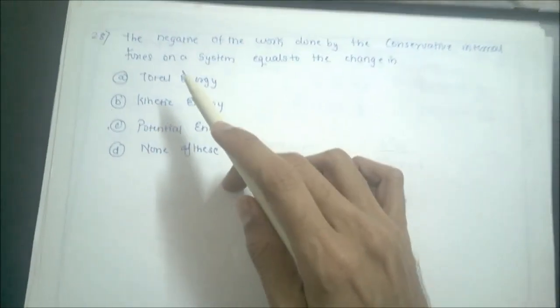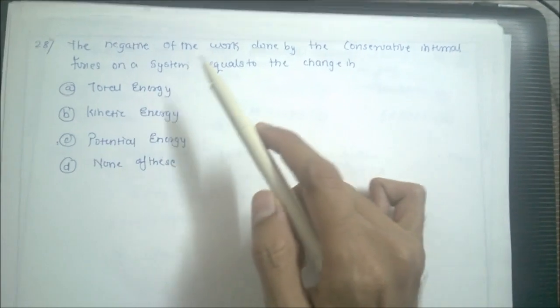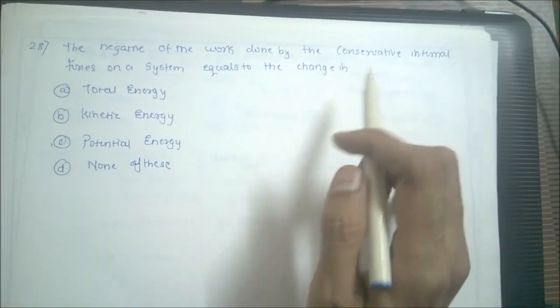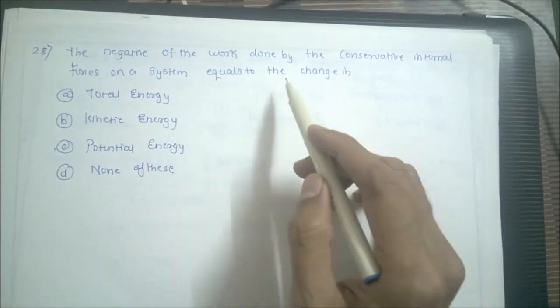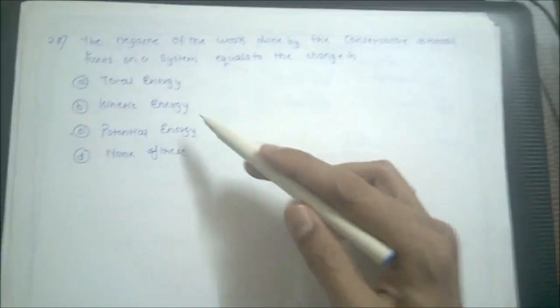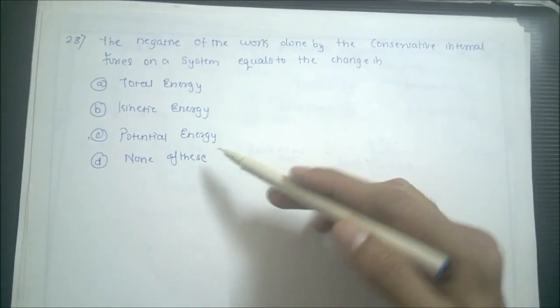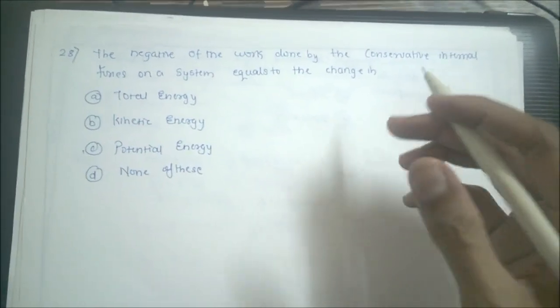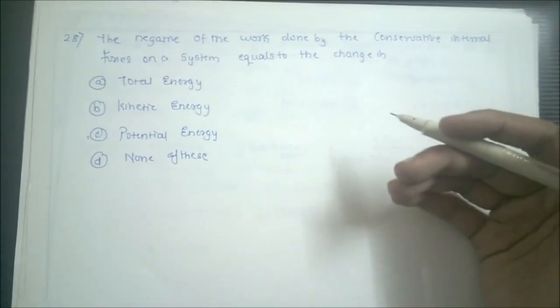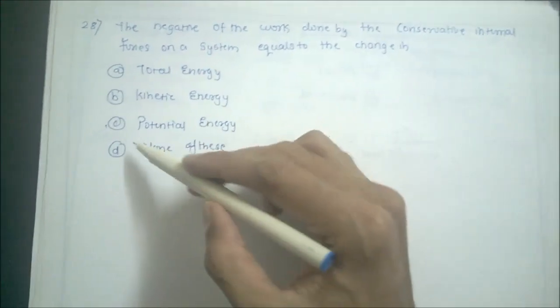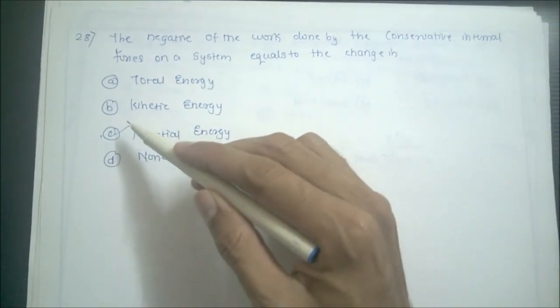Okay, question number 28. The negative of the work done by the conservative internal forces on a system equals the change in: total energy, kinetic energy, potential energy, or none of these. So the negative work done by the conservative internal forces of a system is equal to the change in the potential energy of the system. So the correct option is C, the potential energy of a system.